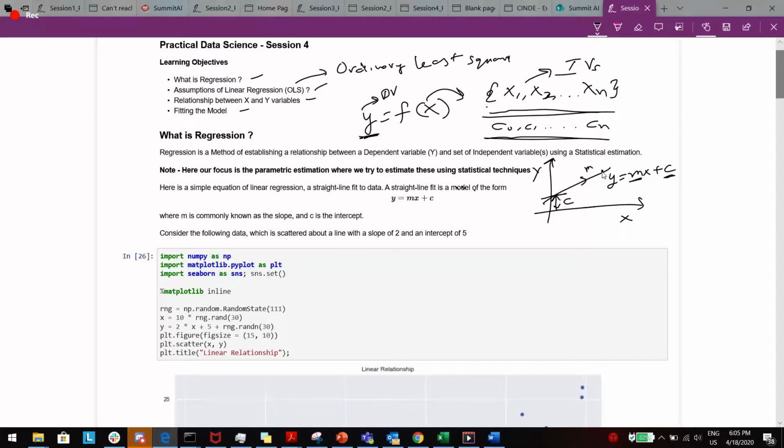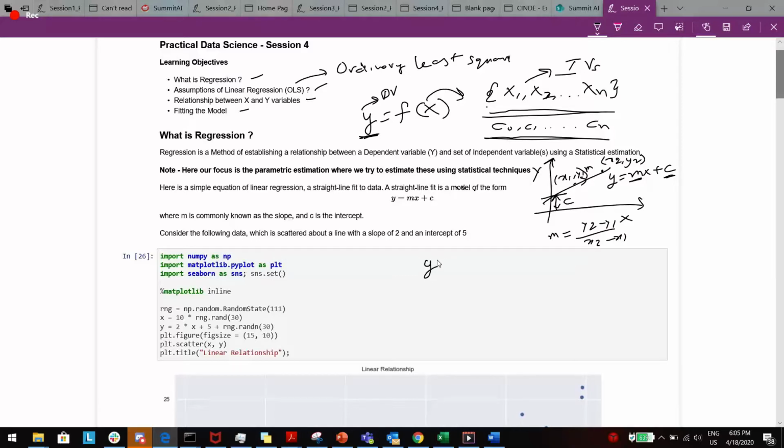If you try to consider any two points, x2 y2 and here x1 y1, the slope is given by m is equal to y2 minus y1 by x2 minus x1. So this is the slope intercept form of the line. Now we'll try to relate the same to linear regression. Say I need to determine my label y.